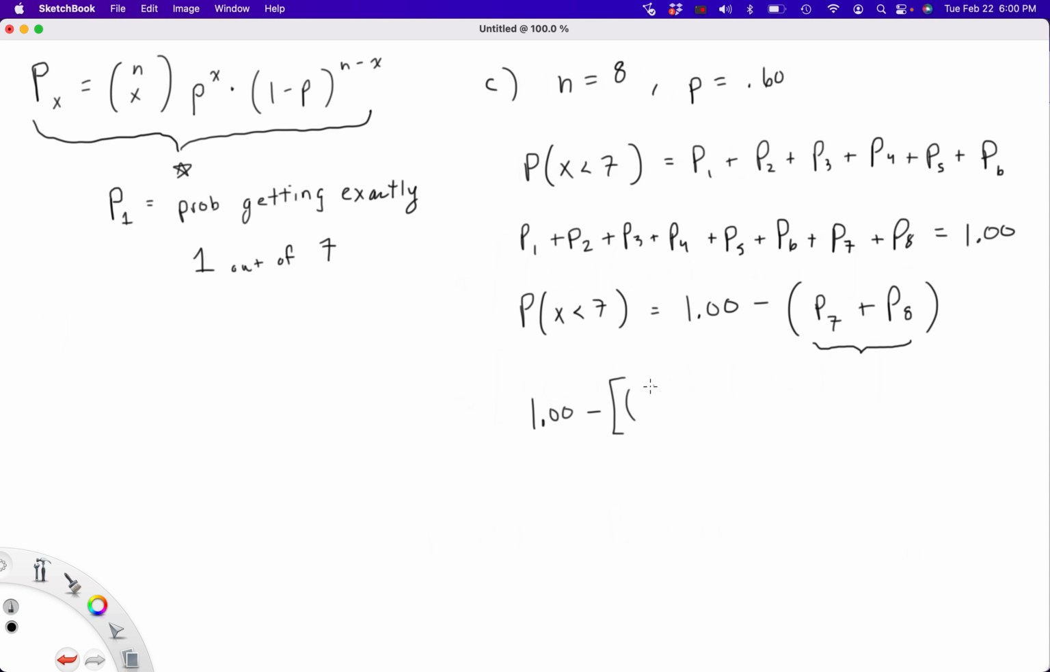So like 8 choose 7, 0.60 to the 7, 0.40 to the 8 minus 7 is 1. And then that gets added to 8 choose 8, 0.60 to the 8, and 0.40 to the 0. I don't have room for another bracket here, but it should be another bracket there to close everything off. So hopefully that makes sense. That's really the one that's going to be a little tricky.